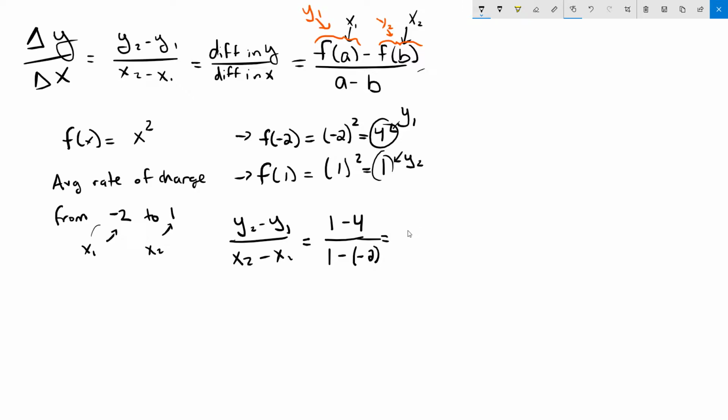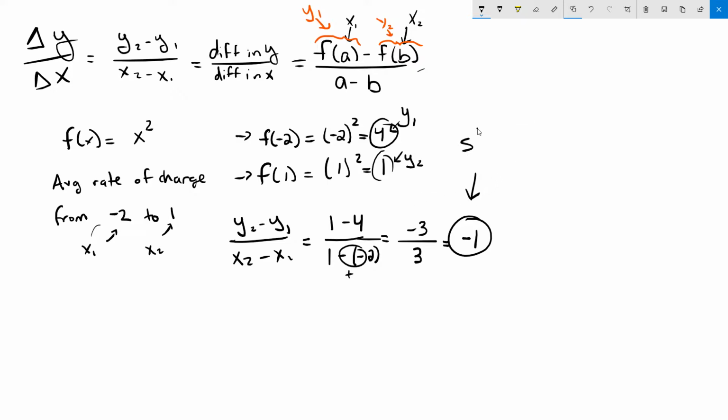And so we get a negative 3 on top, right? And then down here, 1 minus a negative, well, this whole part just turns into a plus sign, right? So this turns into 1 plus 2, which ends up being 3, okay? And then when we simplify a little more, we see that 3 over 3 just gives us 1, so this in fact gives us negative 1 in total, okay? And that's it. This is your average rate of change.